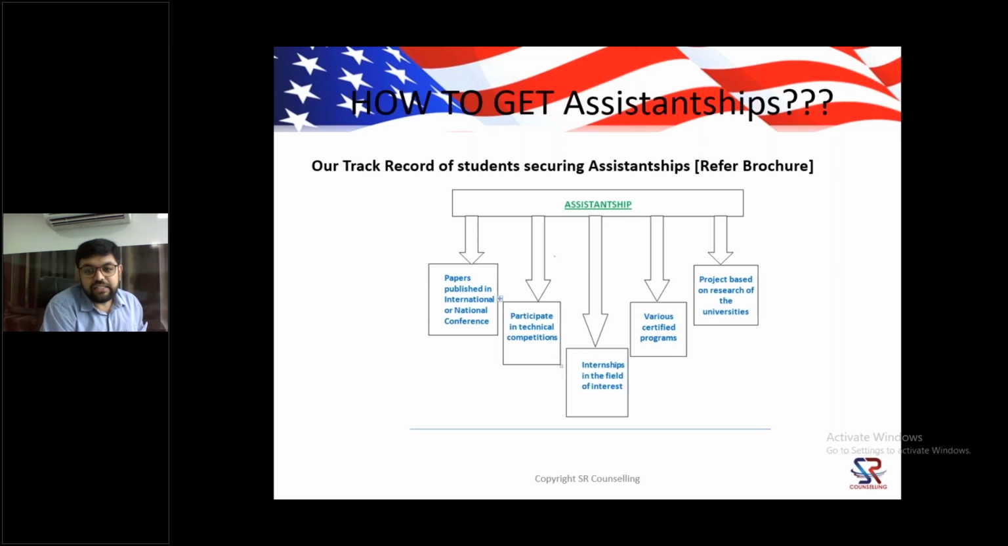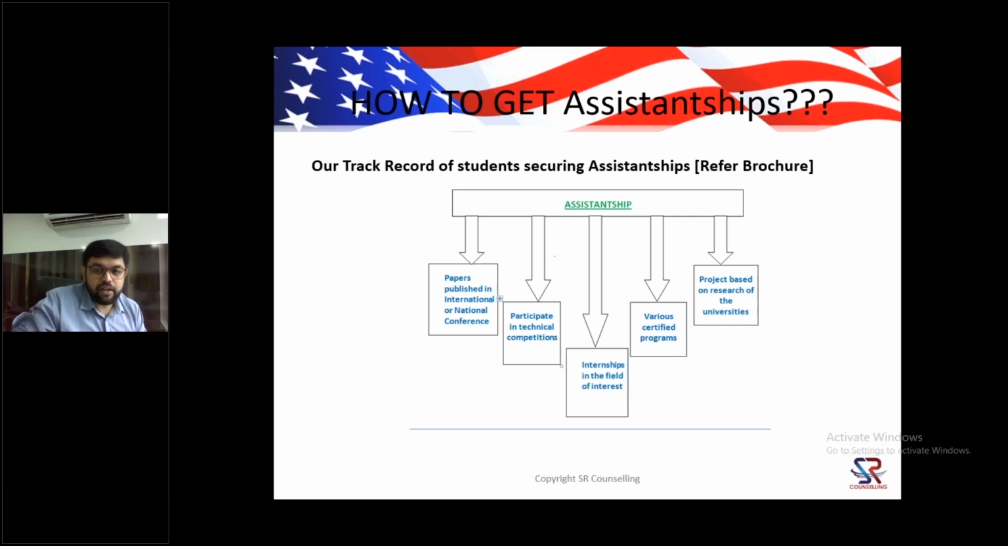I'm not getting into the details, but I'll throw a little light on how to make your profile strong and qualify for an assistantship. Publish some papers. Again, I'm not getting into the details of all of it. Participate in technical conferences and competitions. Do internships in your chosen field of study, do certification programs through edX, Udemy, Coursera, etc., and research the universities and the professors you are going to connect with, and take up some research in that domain so that you can create a very strong impression on that professor's mind. And if you come back to us, I'll teach you how to do all of this.